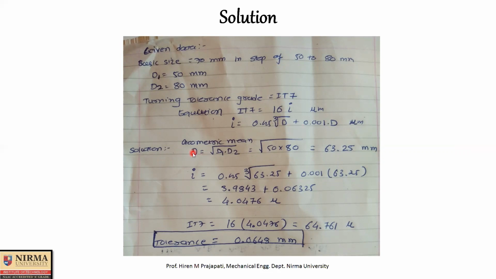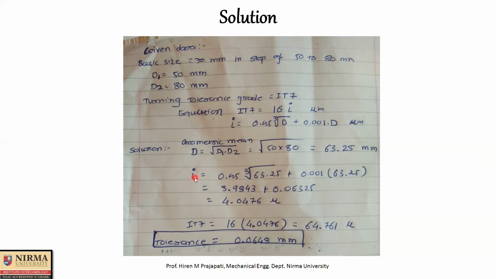Now let's solve this. We know capital D1 and capital D2, so let's find the geometric mean of the basic size. Capital D is equal to the square root of the product of 50 and 80. Then we get 63.25 mm. Now this 63.25 mm we have to put in the equation of tolerance factor small i. So we put this value in mm in the equation of small i and solve this. Then we get this numeric value. But as I told you, by default this value is in micron. Now we know the equation of IT7, it is 16 times small i.